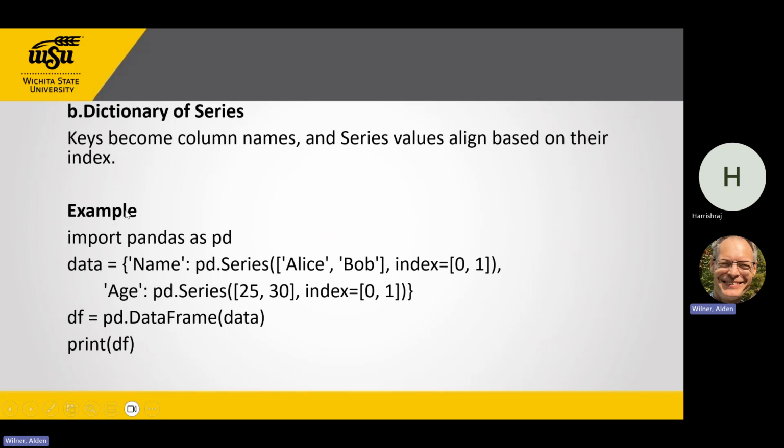We can actually use a dictionary of series. So we create some Pandas series, right? Alice and Bob, and the indexes on that are 0 and 1. And we can create another series for the age. We'll have 25 and 30, and the index is 0 and 1. We can actually rearrange those indices. We collect the data in a different order, and then it will sort them correctly. So if I had 30, 25 and a 1, 0 here, it would do the things in the same order.